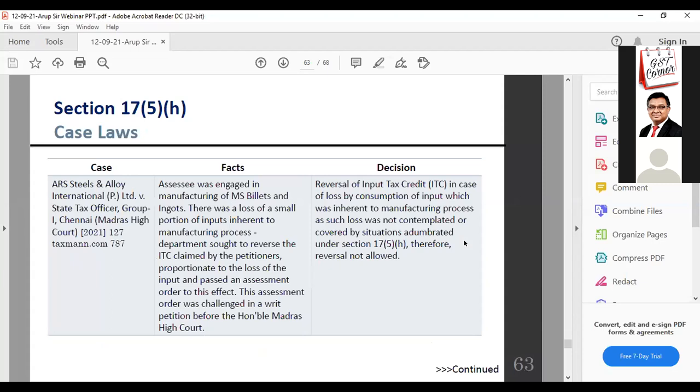This is a very important case law. I think we need to refer to this. For all the consultants handling manufacturing clients, it is a common thing. It's about manufacturing loss. The Madras High Court has wonderfully held that when you are making billets and ingots from scrap and you have some losses in the process, that loss cannot be considered a loss as per 17.5H, and so no reversal of input tax credit is required. This judgment was rendered in the matter of AR Steel and Alloys International. We'll now go to the next slide.